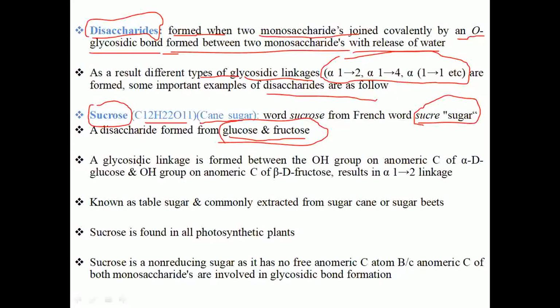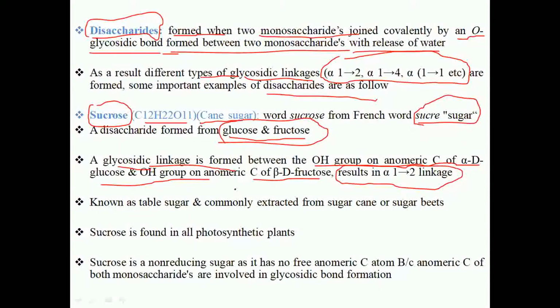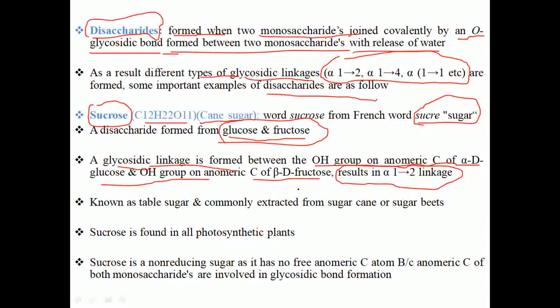A glycosidic linkage is formed between the OH group on the anomeric carbon of alpha D-glucose and the OH group on the anomeric carbon of beta fructose, and it results in an alpha 1,2 linkage. So in sucrose, the glycosidic linkage is formed between the OH group on the anomeric carbon of alpha D-glucose and the OH group on the anomeric carbon of beta D-fructose, and results in one alpha 1,2 linkage.